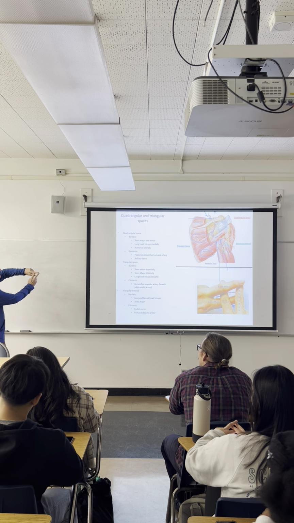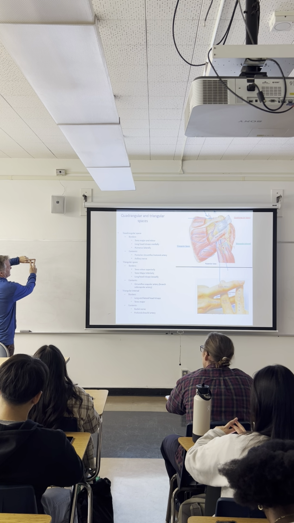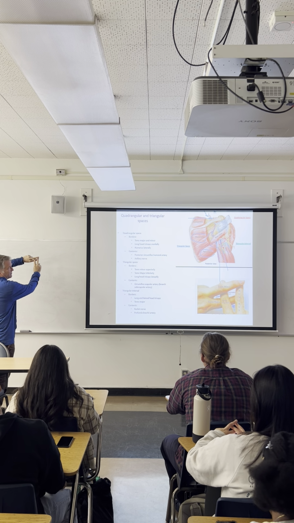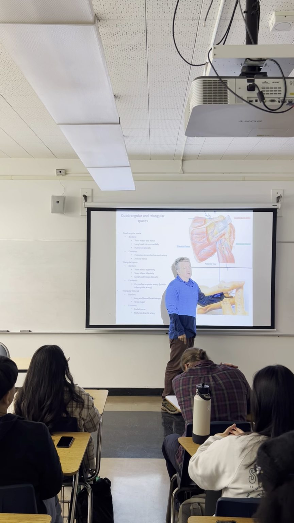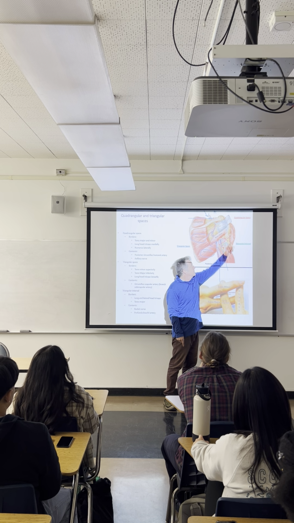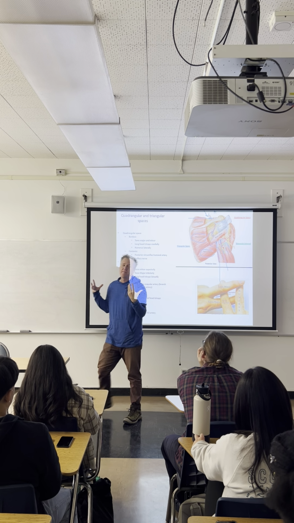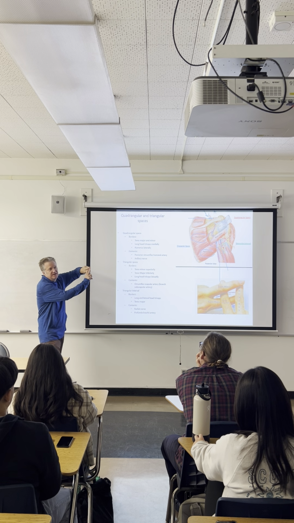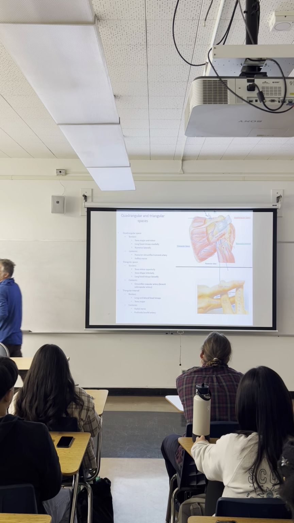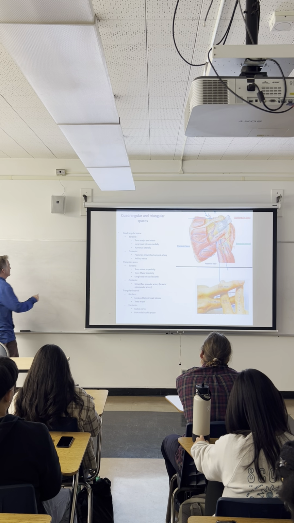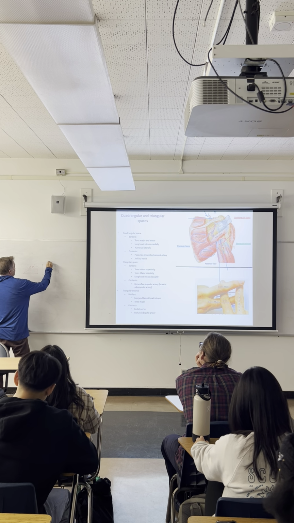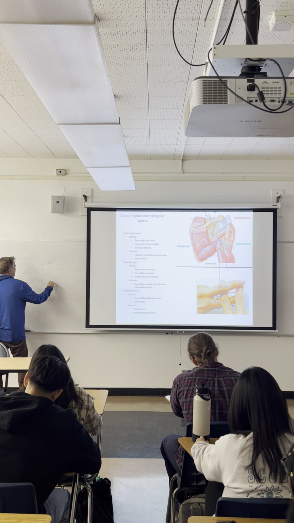And so that's the upper triangular interval. That square thing is the quadrangular space, and that's the lower triangular interval. Upper triangular interval, quadrangular space, lower triangular interval. Check it out. Upper triangular interval, quadrangular space, lower triangular interval. And the reason we teach this is there's stuff that you find in those three windows. So here's the upper triangular window, here's the quadrangular space, here's the lower triangular window.